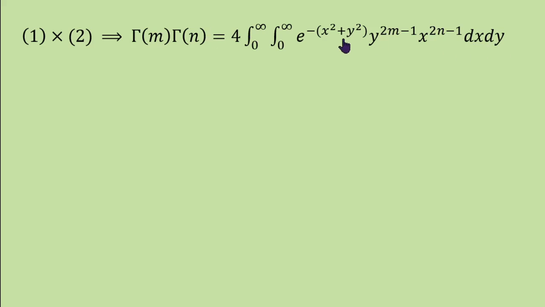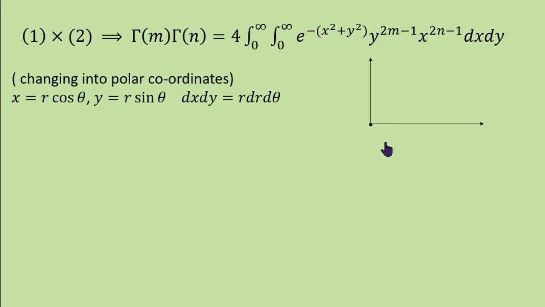Change this double integral into polar form. x is r cos theta, y is r sin theta, dx dy is r dr d theta, and the integral from 0 to infinity for both means the first quadrant. x varies from 0 to infinity, y varies from 0 to infinity means first quadrant, and hence theta varies from 0 to pi by 2. For every theta, r varies from 0 to infinity.